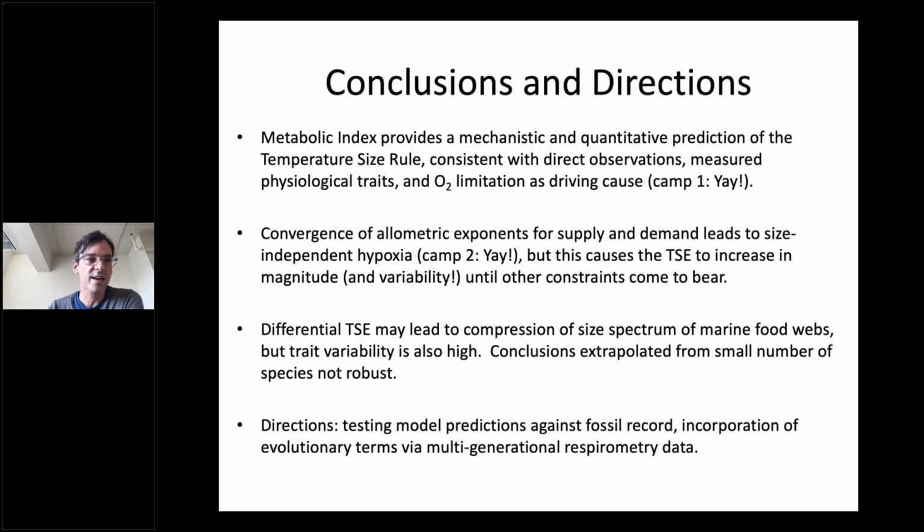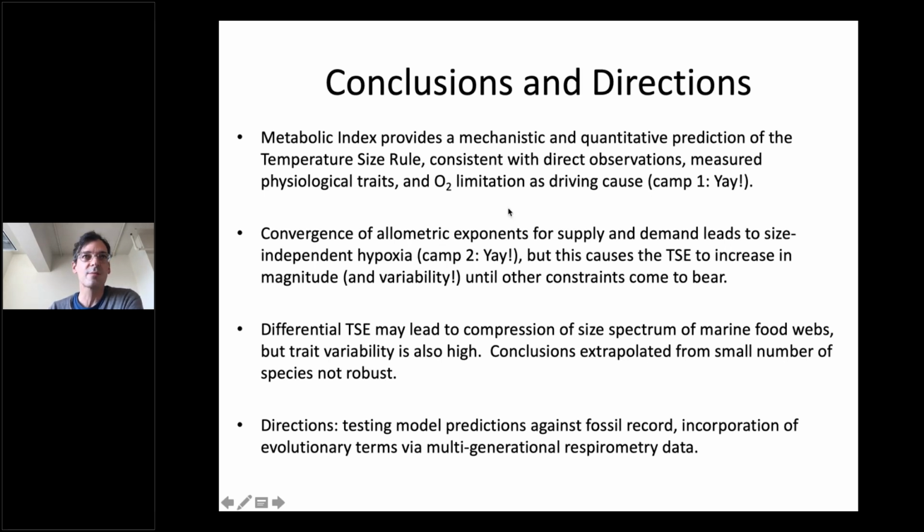I think the metabolic index, which is just a measure of how oxygen limitation varies with temperature and can be empirically calibrated, does support the role of oxygen limitation as a driving cause of the observed size responses in rearing experiments, because we can predict those responses using nothing other than measures of oxygen limitation. So Camp 1 would perhaps shout, yay, they were right. The oxygen limitation underlies body size reductions amid warming.